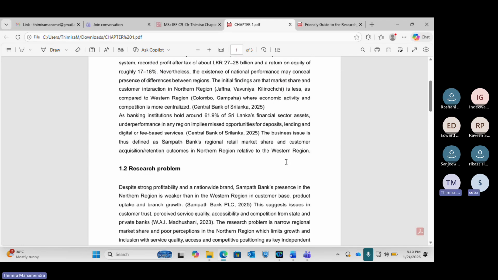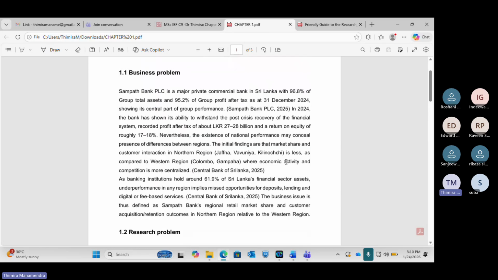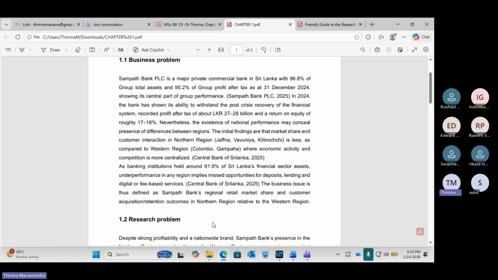And also, last week we discussed, I prefer to see statistics to show this business problem. I see that you have highlighted certain things taken from these references, but this will be much more impactful if you can show the numbers. So try to improve that.